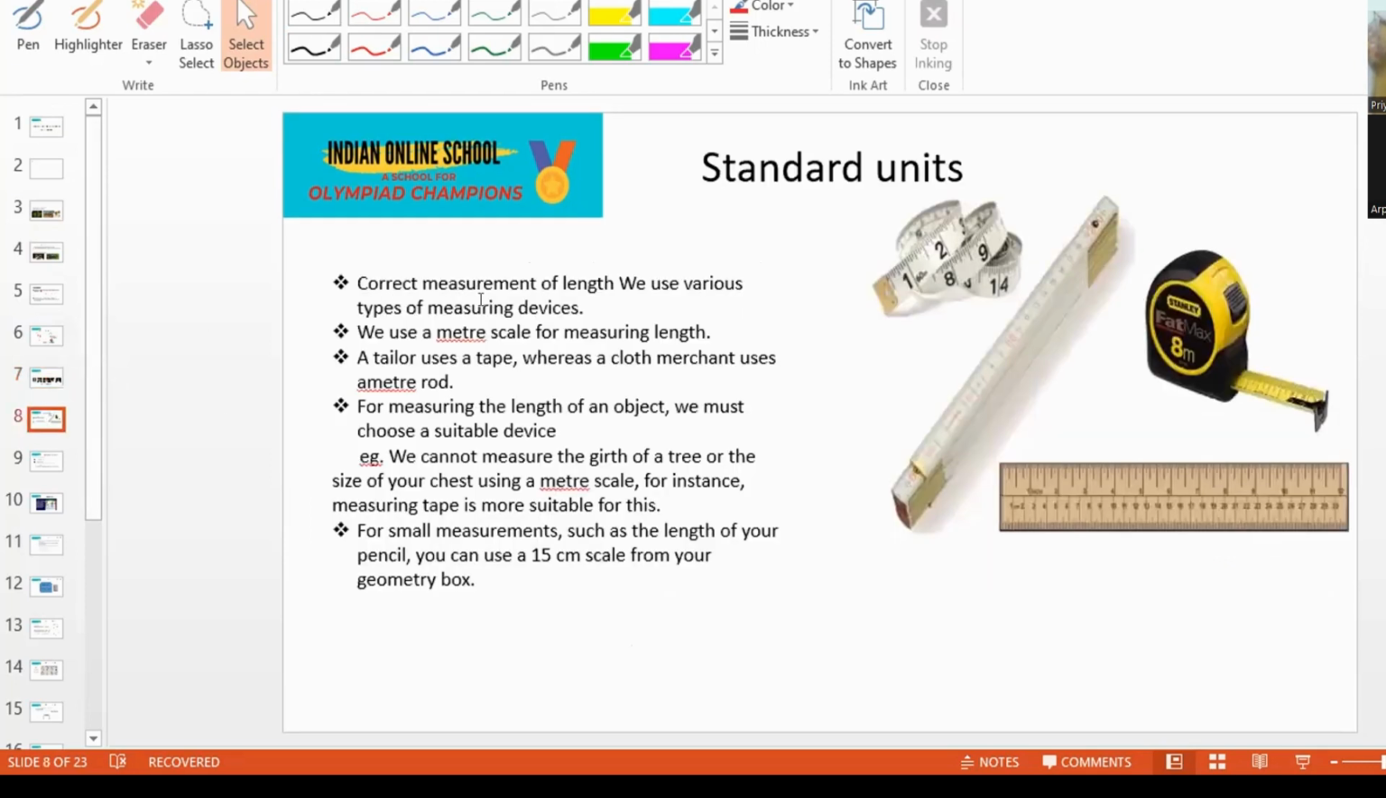Coming to the standard units. There are different types of devices. A scale is there. Measuring tapes are there. So for different purposes, we use different types of standard units. We use a meter scale for measuring length, right?